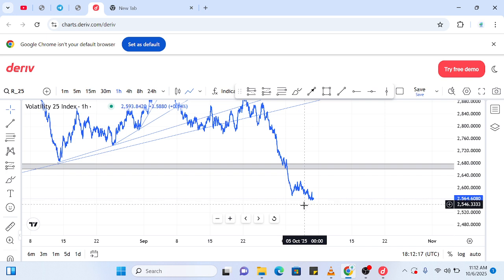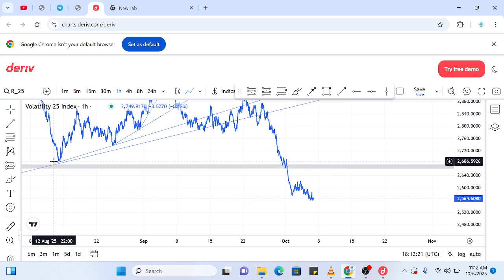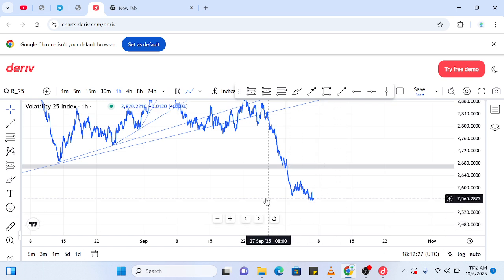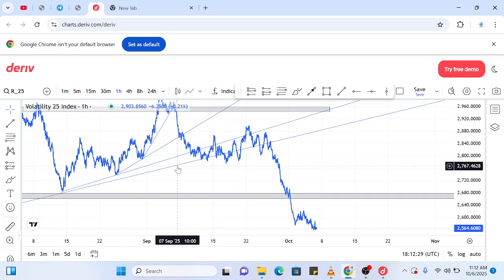We are still holding. So I am expecting price to retrace into this zone, maybe to tap this level of support and create something that we can begin to drop to the downside. So that's what we have for Volatility 25, guys.